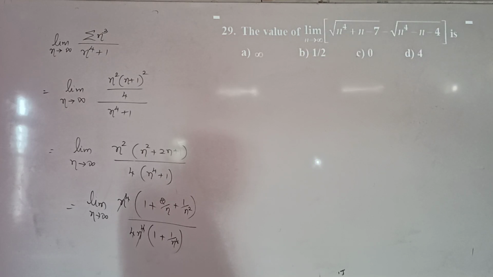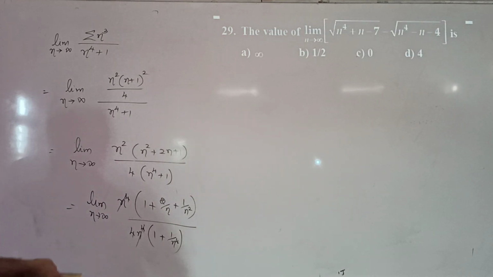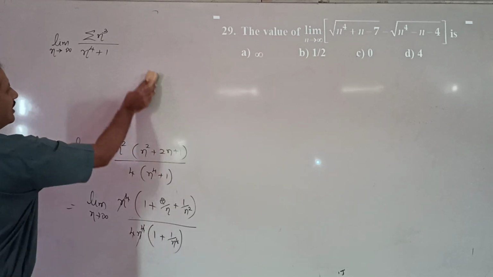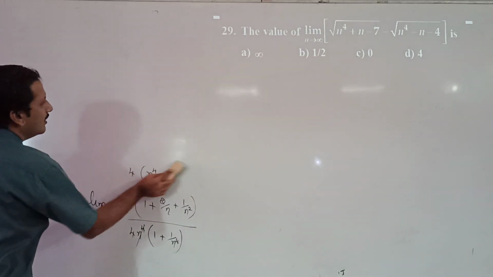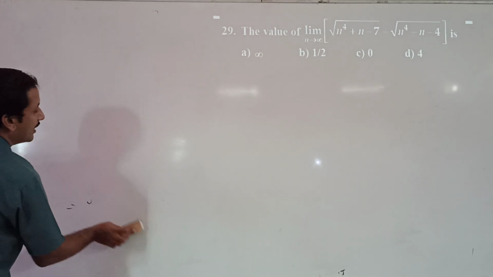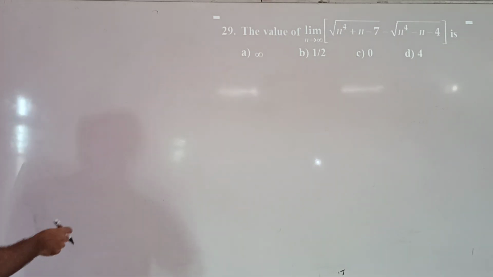Second option. Then 29th question. The value of limit n tends to infinity of root of n power 4 plus n minus 7.